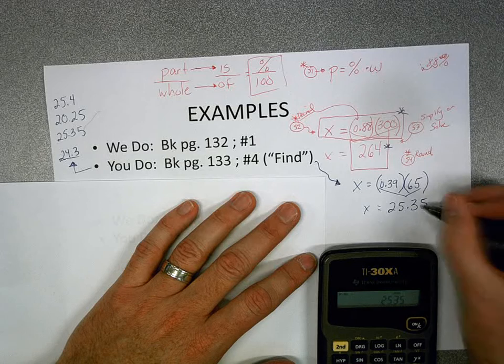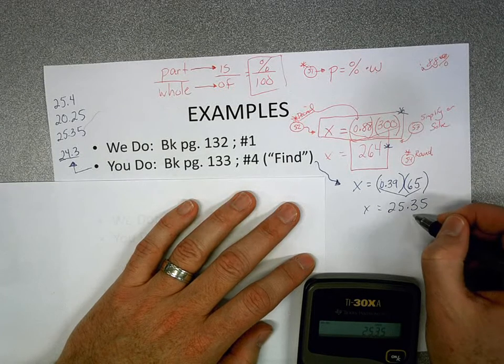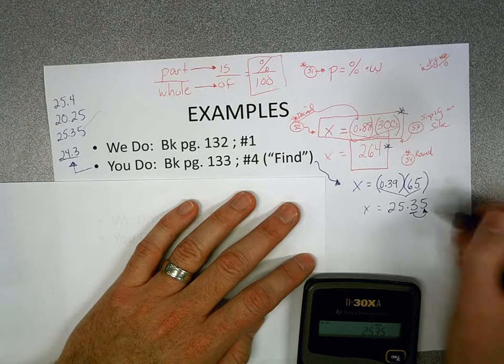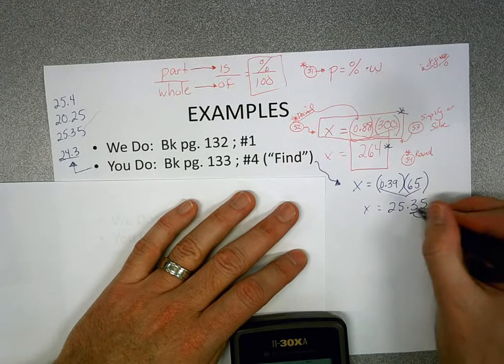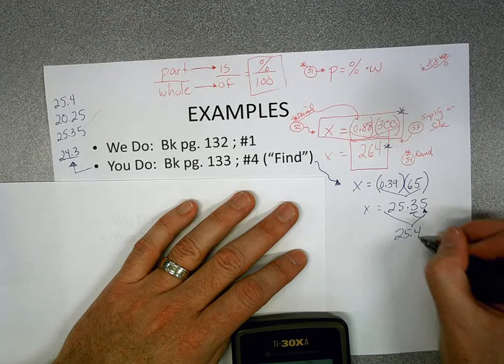So as I'm looking at that, I know that I need to make sure I follow my directions, and it is rounding to the nearest tenth. All right, so 5 makes a 3, go up 1, and so rounding is 25 and 4/10.